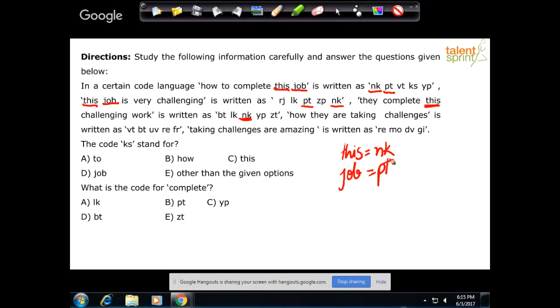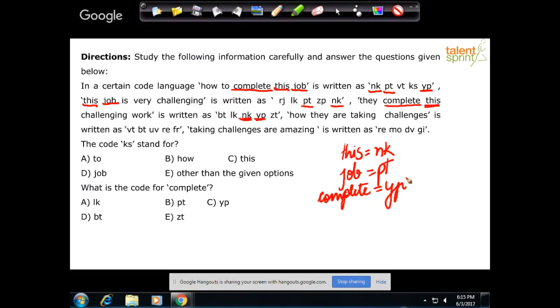Now, in the third sentence, there is also a word complete. And this word is also there in the first sentence. Now, you must notice the common code in these two sentences, and there is YP in the first and YP in the third, which means that the word complete is equal to YP.